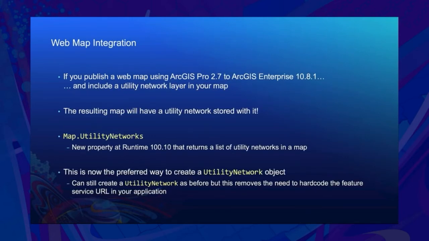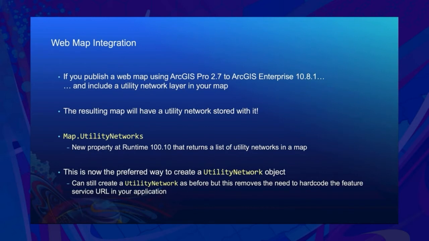So with web maps, if you publish a web map using ArcGIS Pro 2.7, that's the latest shipping release, with ArcGIS Enterprise 10.8.1, the latest shipping release, and you have a utility network layer in your map when you publish, the resulting map will have a utility network stored in it. So what that means is that there's a new property at Runtime 100.10 called utilityNetworks. It's on the map object, and it returns a list of all the utility networks in the map.